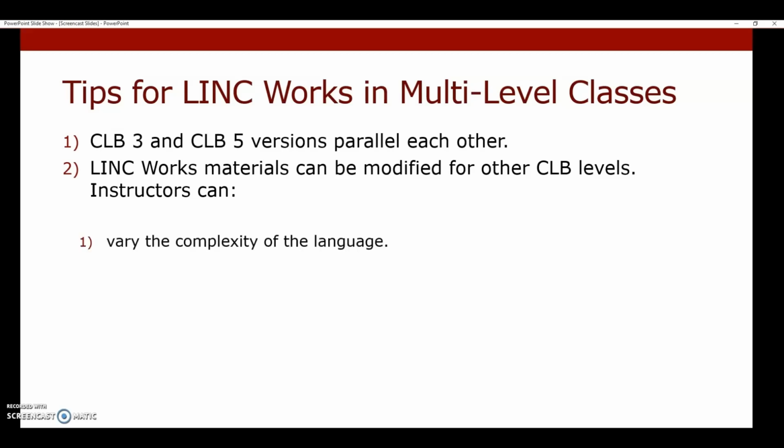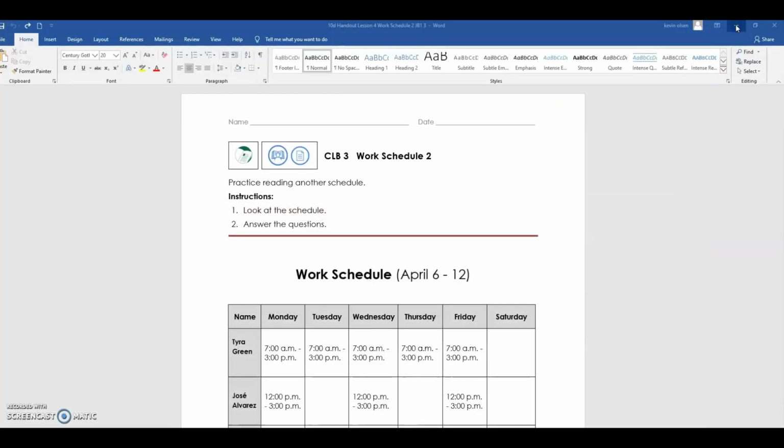The first of these is varying the language complexity. As we saw before, the language complexity in the CLB3 and CLB5 reading tasks are varied to make them level appropriate. The same is true of the listening materials. However, instructors can choose to modify them even more to make them simpler for lower CLB levels or more complex for higher CLB levels. Let's look at an example of how an instructor might do this, using another task from the Job Basics 1 module.